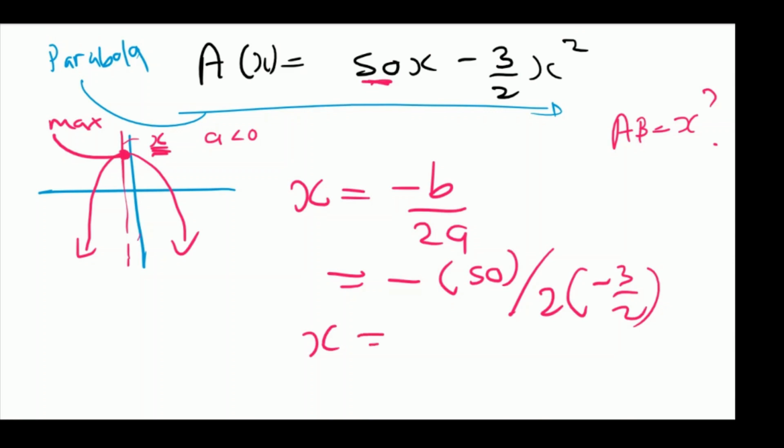So your x value, you should get 50 over 3. So this is the x value, which will tell you the maximum point of the graph.